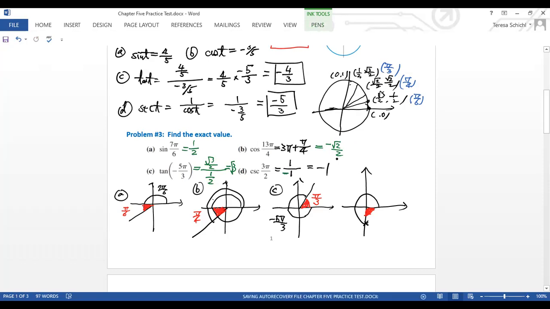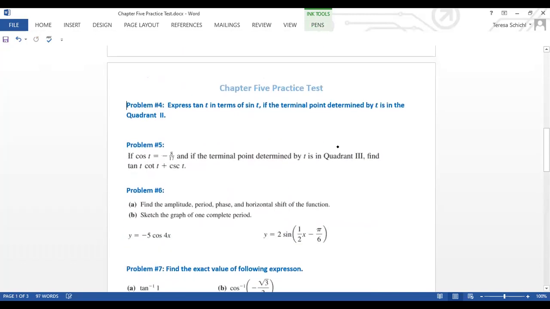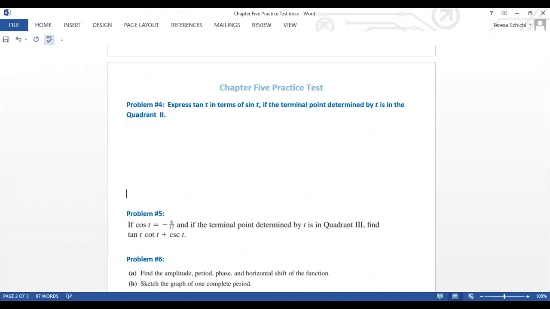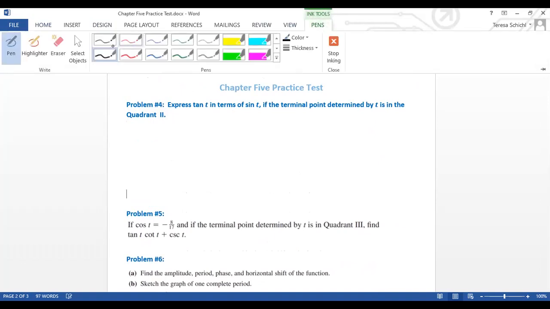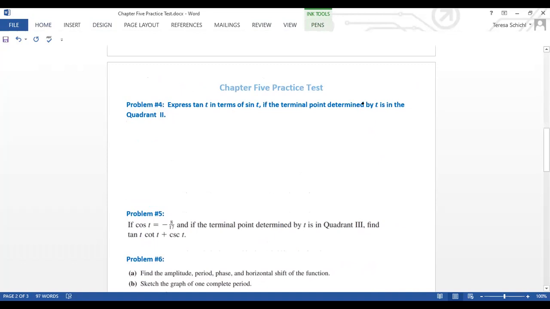All right. So this is how I use the unit circle to find the value. Okay. So the next thing here says express tangent t in terms of sine t, and the terminal point is in quadrant number 2 here. So the purpose of this problem is to test our understanding of the trig identities, right? Okay, so let's start here.